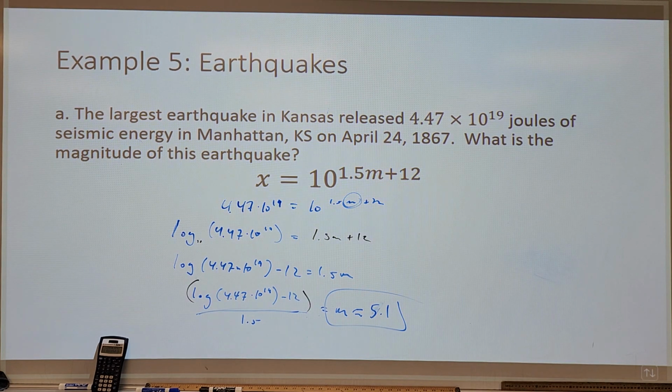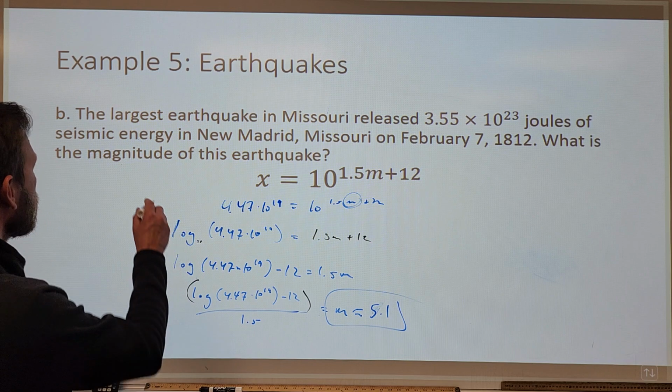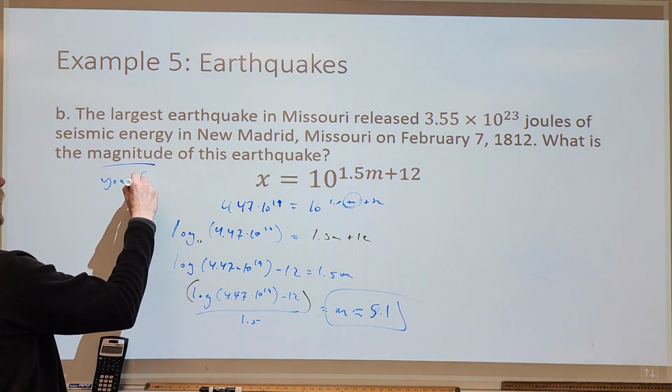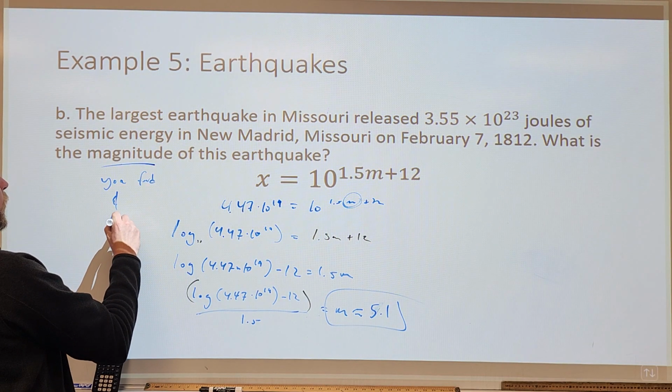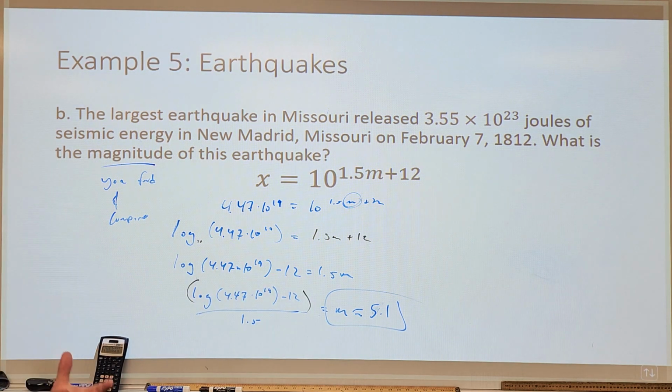All right, but that would give us a clue of how close or how powerful that is compared to, let's say, this one. So for this one, you find and compare. Compare the biggest one ever in Kansas, and let's see that relationship. What we want to be able to do is use logarithms to understand exponential relationships, but likewise use exponential relationships to explain logarithms.